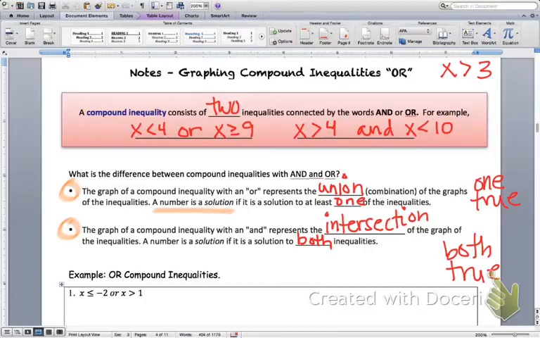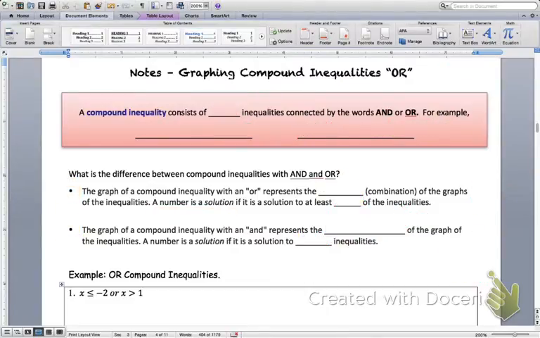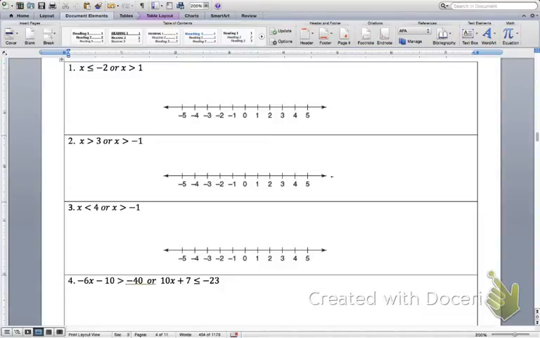To make things a little easier, today we're just going to focus on the or ones. Those are a little easier to graph, so we're going to focus on those first, and then tomorrow we'll look at the ones that have and. So let's go ahead and get started. We have 4 examples to graph. So let's look at example number 1.